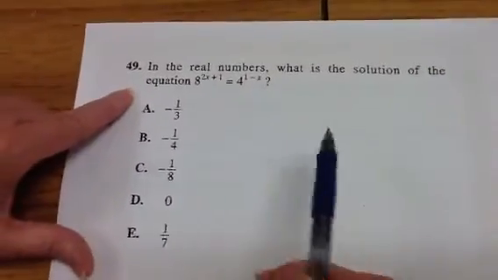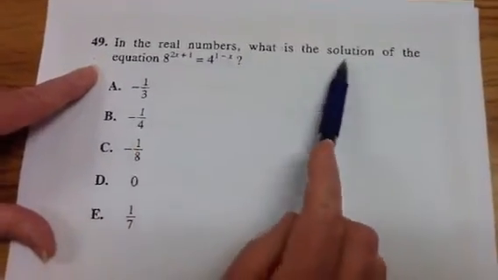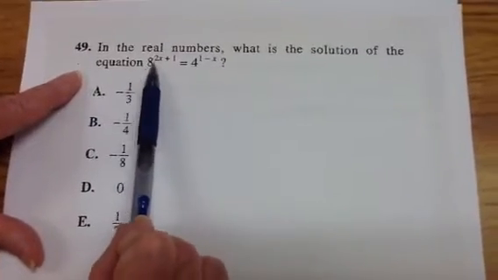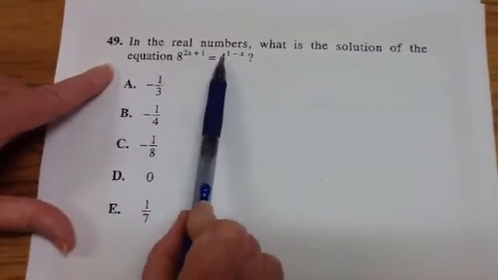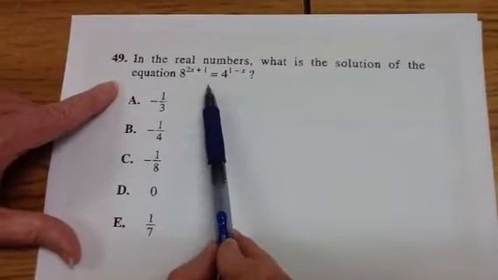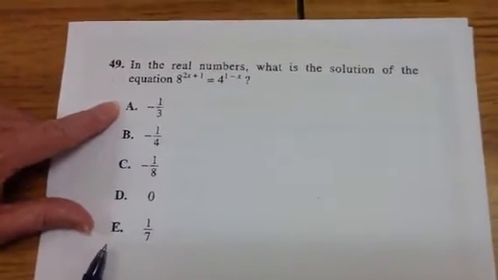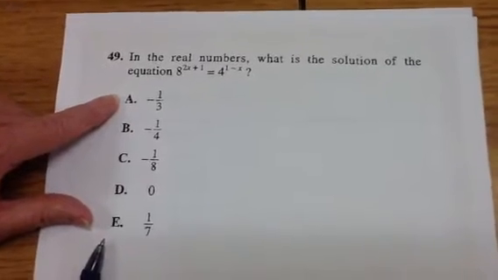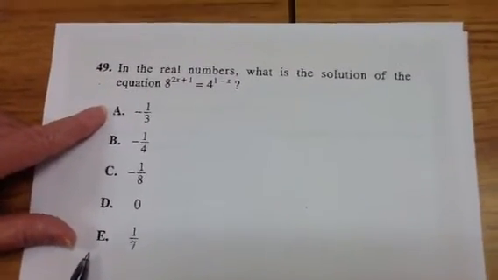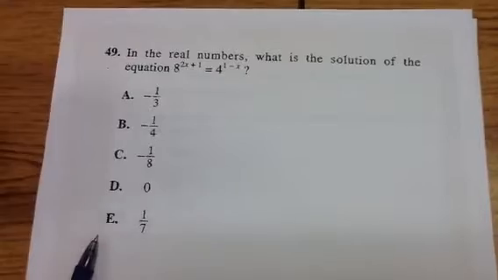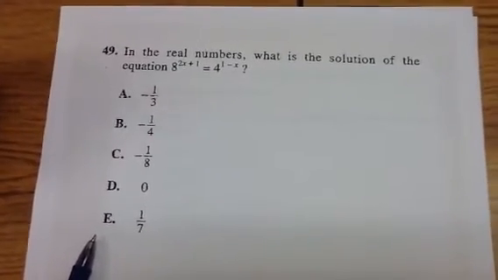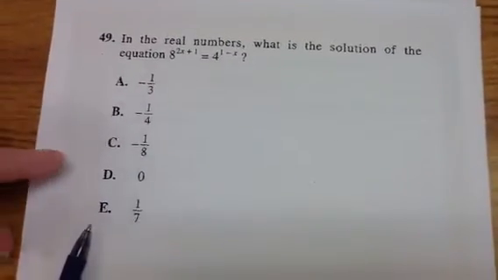On this particular problem, in the real numbers, what is the solution of the equation? 8 to the 2x plus 1 equals 4 to the 1 minus x. This is a lot more difficult, and they're giving you fractions for your answers. On this particular problem, you would have to have a calculator where you understood exponents and fractions. So make sure you have a calculator with that.